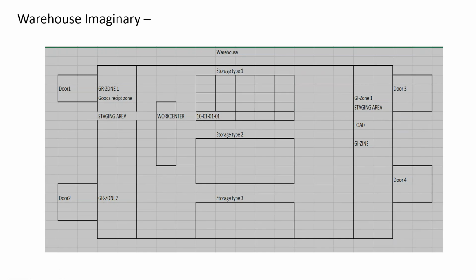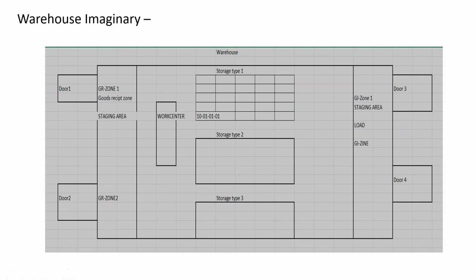Suppose we have received mixed products. Like in the same pallet, we have received four different kinds of products. So let's say we have received rice packets, and let's say perishable items like oil and other items, shampoos, etc., daily usable products.